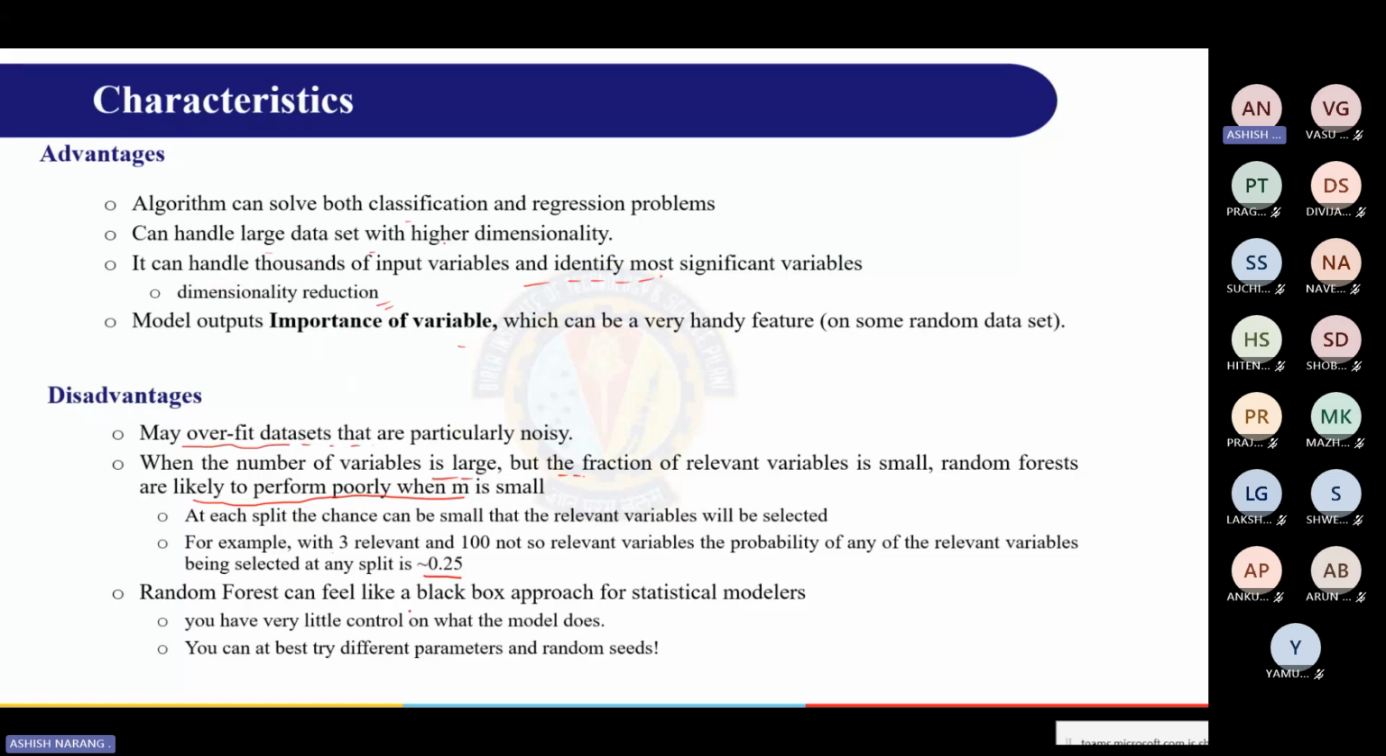Random forest can feel like a black box approach compared to statistical models. You have very little control over what the model does. You can at best try different parameters and random seeds. That's all we can do.